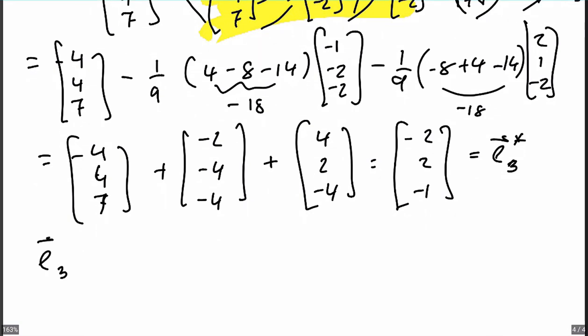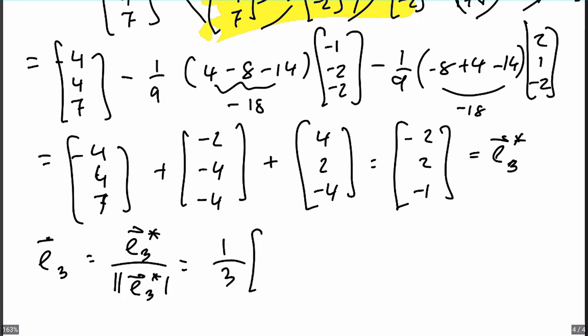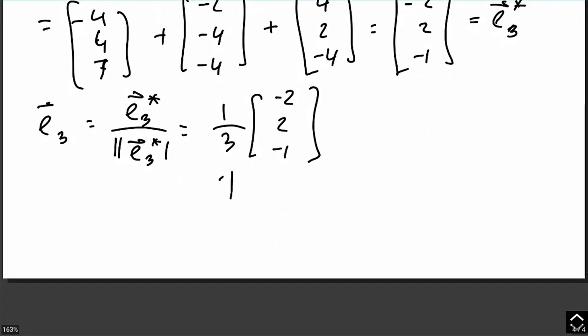And then to get E3, we take E3 star divided by the norm of E3 star, which is 1 over 3 times the E3 star vector, minus 2, 2, minus 1. So this is actually relatively nice because we only have small fractions like 1/3. In other problems it can be much uglier, with square roots. This Gram-Schmidt orthonormalization can also be applied to function spaces.